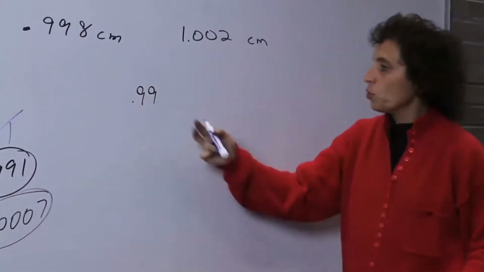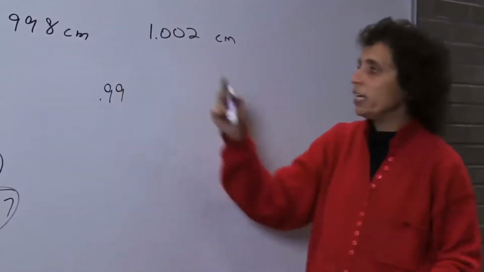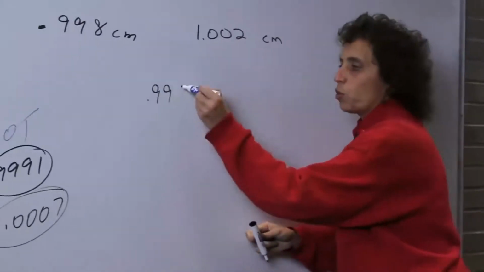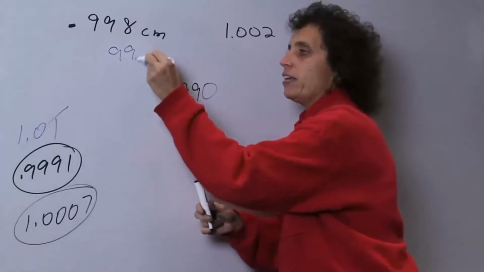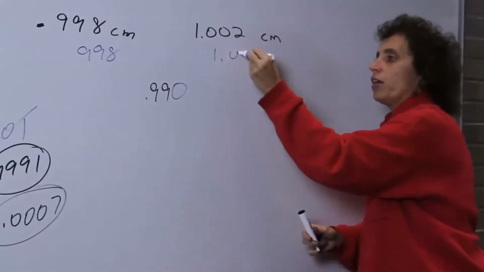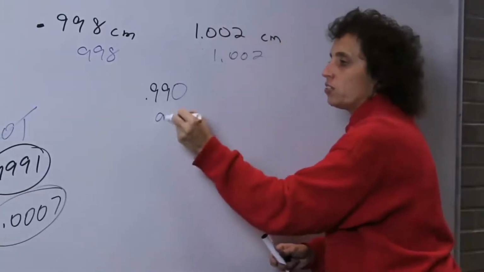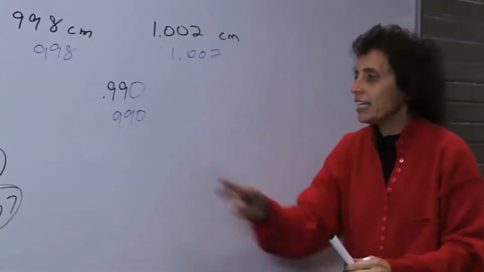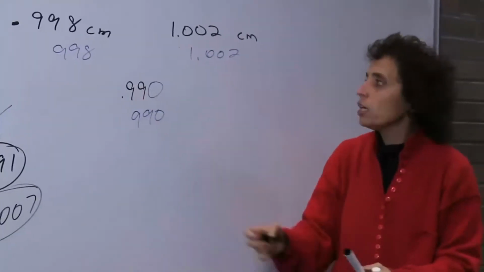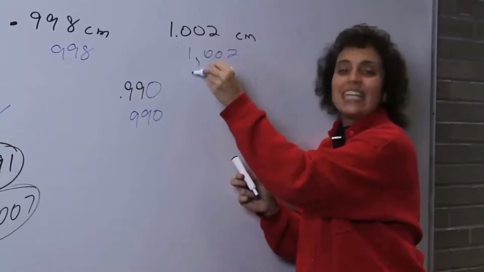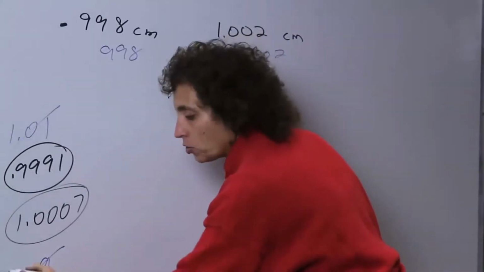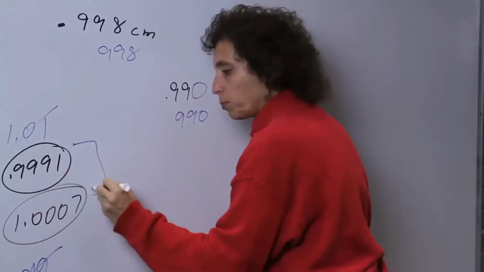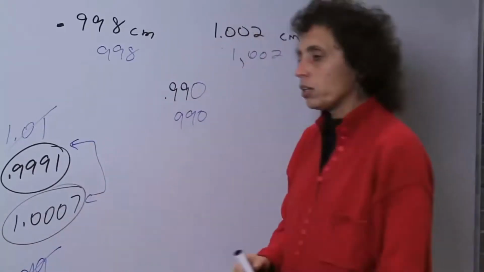Okay. Well, this only has 2 places, but these have 3, so I have to take this one to a 3rd place. Think of this as 998. Think of this as 1,002. Think of this as 990. Is 990 somewhere between these two? And that answer is absolutely not. So that's a no. So 0.99 is no way. So these are the acceptable lengths for the heart valves.